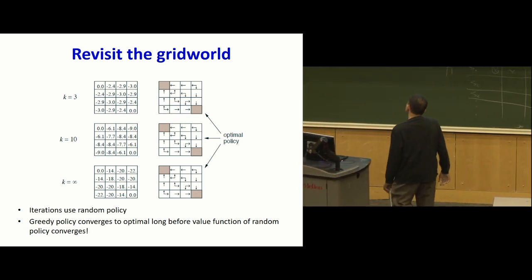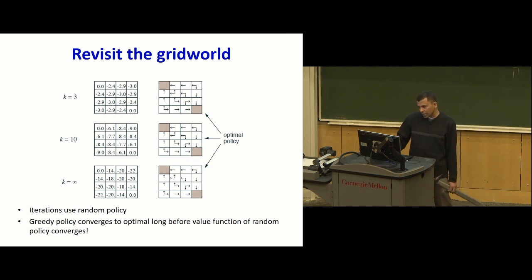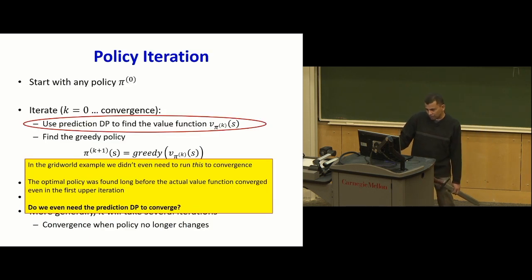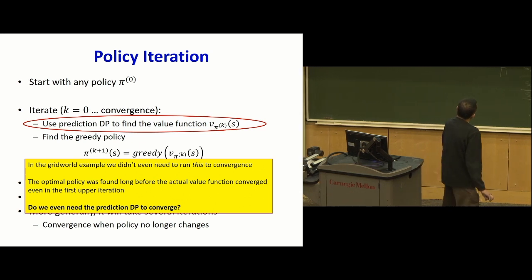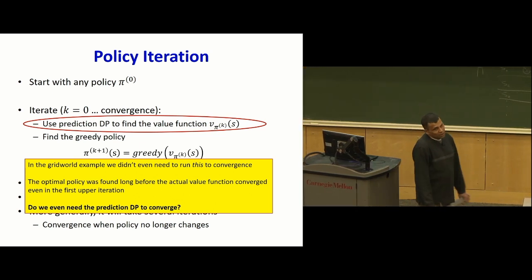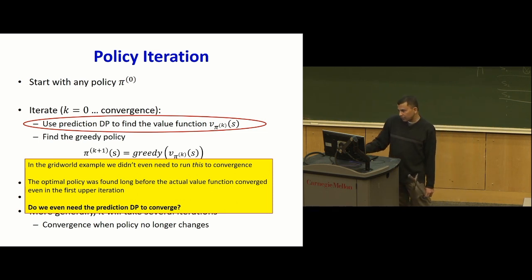So basically the greedy policy here converges to the optimal long before the value function converges, right? So we observe that in the grid world, we didn't really need this to run to convergence. The optimal policy was found long before the actual value function converged, even in the first update iteration. So this means that you don't really need the prediction iterations to converge, right? Prediction is this business of trying to find the value for every state, correct? So you don't really need that to converge.